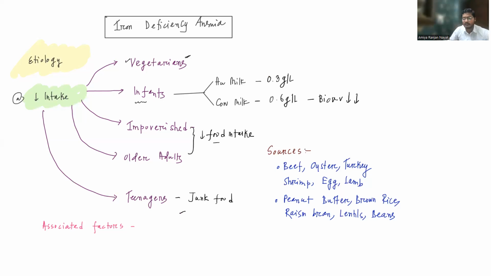What are the sources of iron? Among the non-vegetarian foods: beef, oyster, turkey, shrimp, egg, lamb. And among the vegetarian foods: peanut butter, brown rice, raisin bran, lentils, and beans. So these are good sources of iron. There are certain associated factors. This we have discussed previously, that phosphates, phytates, oxalates, tannates, and carbonates all reduce the absorption of iron. So all these factors can also cause iron deficiency.